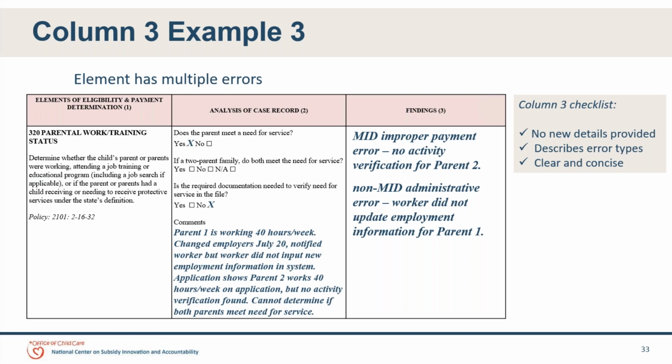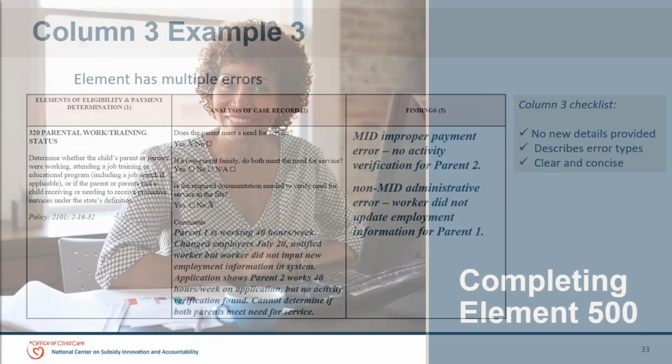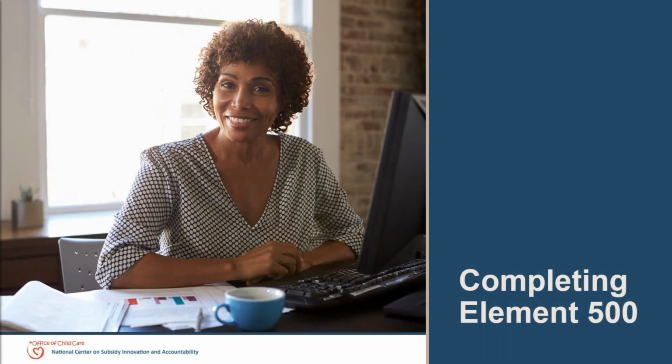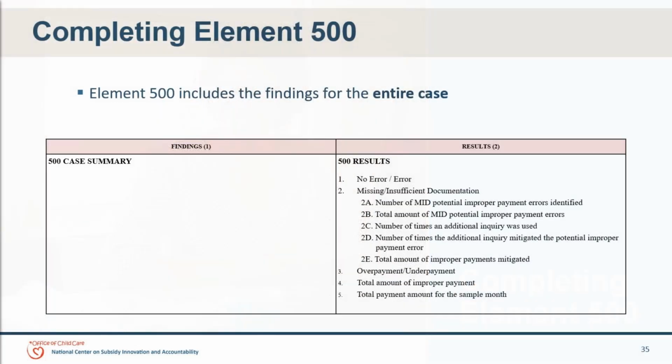I'm not seeing any questions for column 3. And actually, I've noticed that on our last few joint case reviews, I think the column 3s have been looking a lot better lately. So I think that a lot of you are doing a great job with filling out these worksheets. So we're going to wrap up today's call by taking a quick look at element 500.